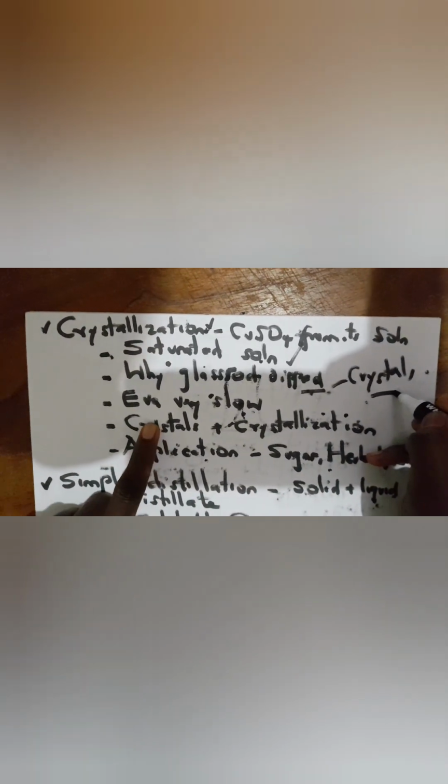Now, during the crystallization process, we have the glass rod. The glass rod is usually dipped. The moment you dip the glass rod, you lift it into the atmosphere. The reason we dip it and lift it into the air is to confirm whether the crystals have been formed.